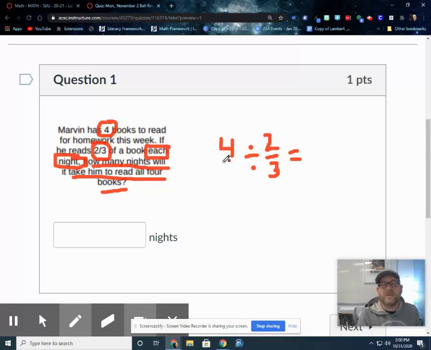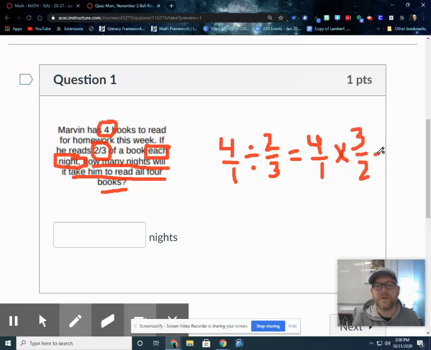And in order to do this, we're going to need to take this guy and put him over 1. All right, and when we've got division of fractions, remember, all we need to do is keep the first fraction. So it'll be 4/1. We'll change division to multiplication. Change and flip the second one. Keep, change, flip. 3/2. And then we just multiply straight across.